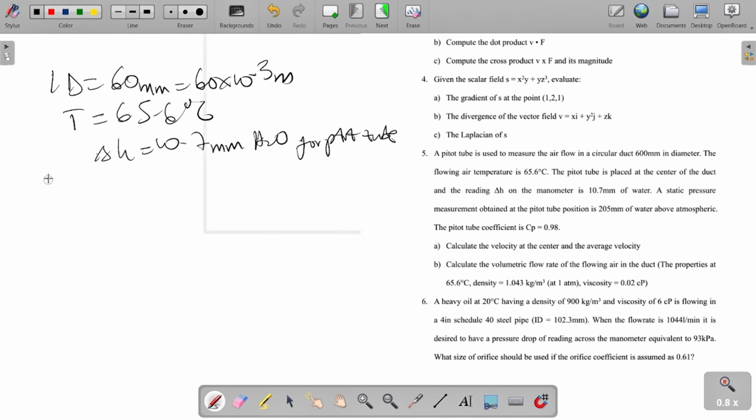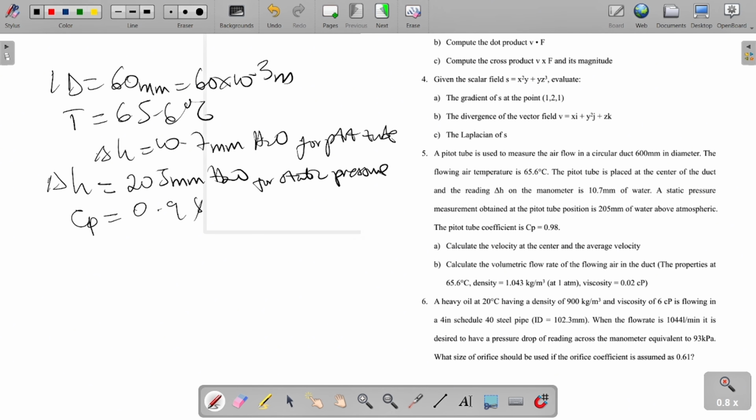Right, and they give us another change in H, which is for the static pressure, which is 205 millimeters of water, right? And they told us that we have a pitot coefficient of 0.98. So the question said that we should calculate the velocity at the center and the average velocity, right? So the velocity at the center is what we've been asked to calculate.